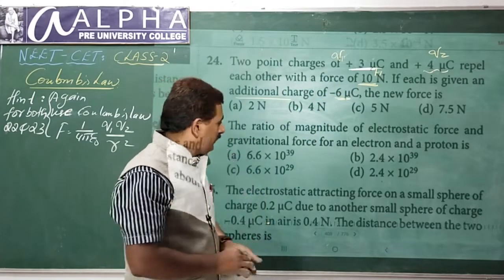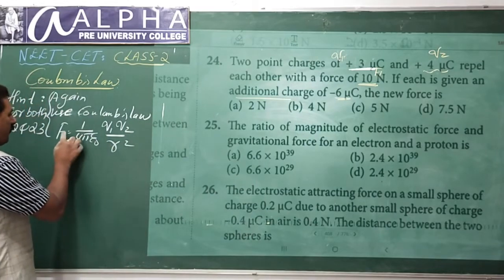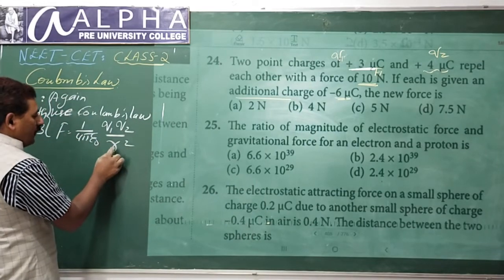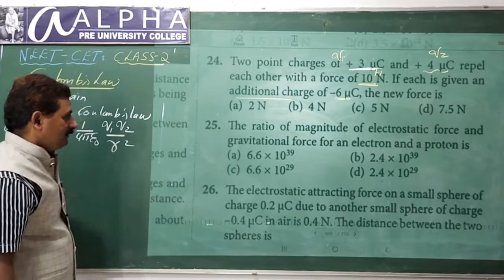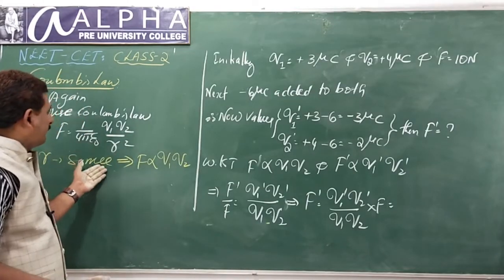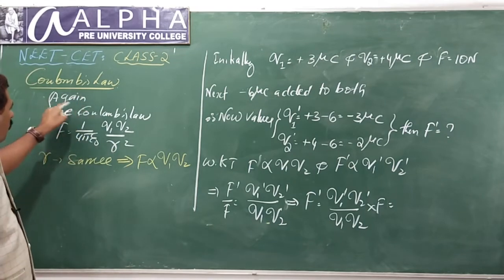Right? So we need to bother only about F proportional to Q1 Q2. Distance remains the same. Q1, Q2. We'll come to the solution part. Okay, look at the solution. Same procedure. You are applying Coulomb's law. What is Coulomb's law?